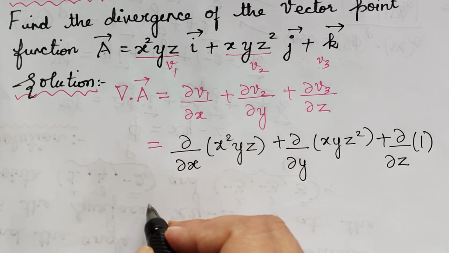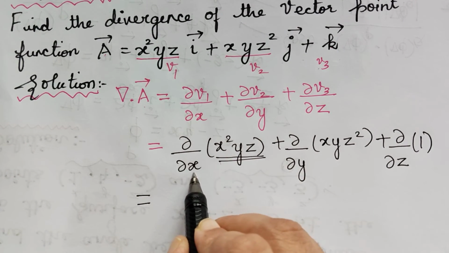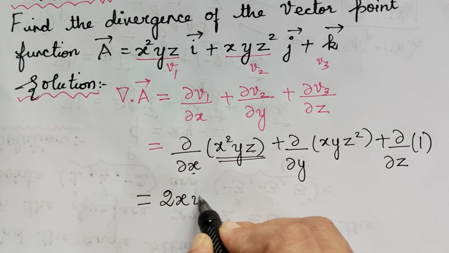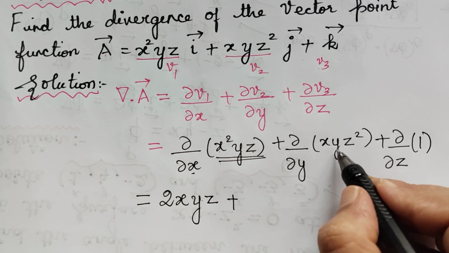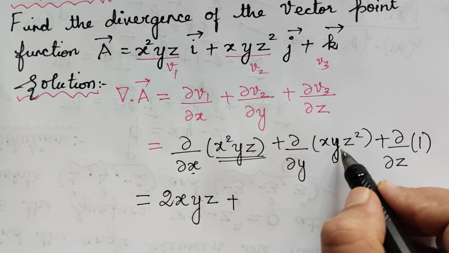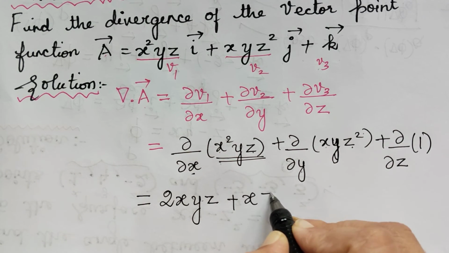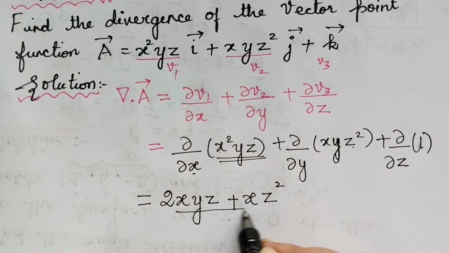Now this will be further equal to the partial differentiation of this term with respect to x. The differentiation of x square is 2x. y and z are treated as constants, so they come as they are. Plus, differentiating partially with respect to y, the differentiation of y is 1, and x and z square are treated as constants, so they come as they are. Plus the differentiation of 1 with respect to z is 0, since 1 is a constant. So this is the solution.